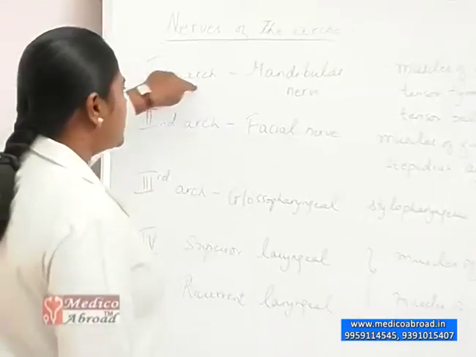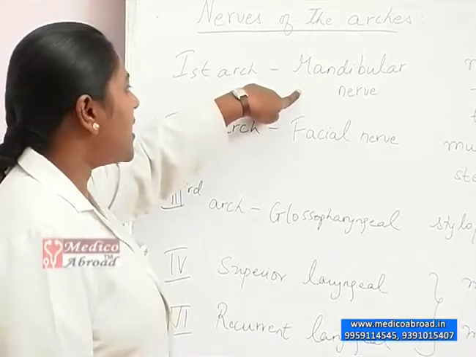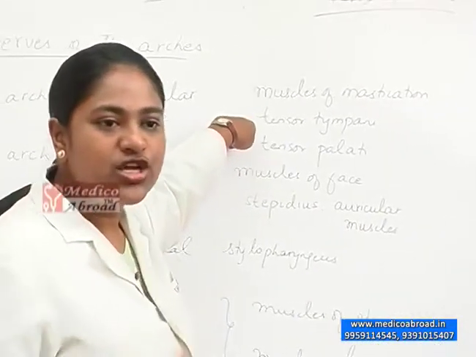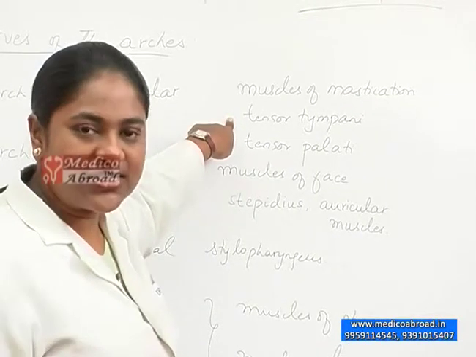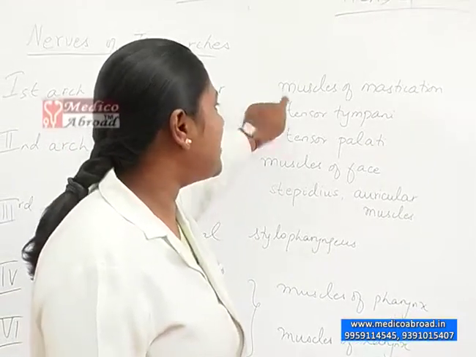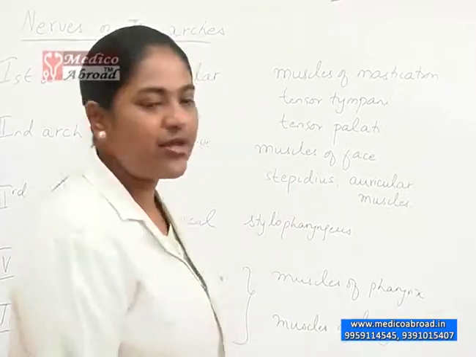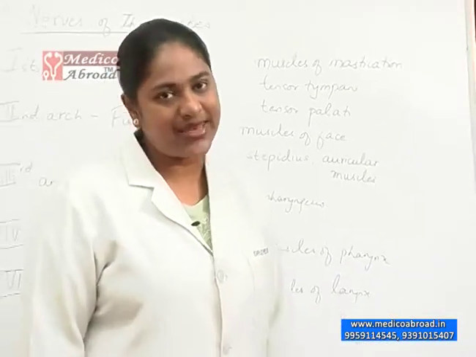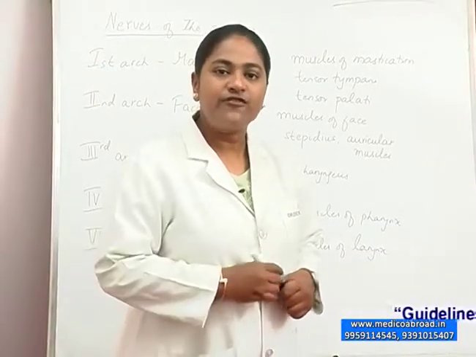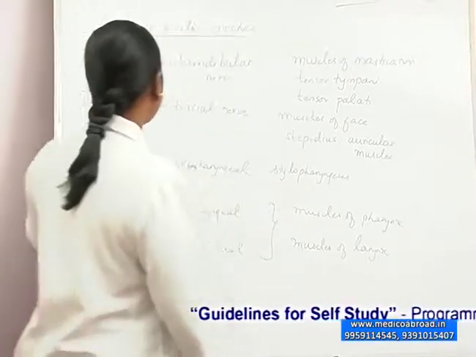The nerve of the first arch is the mandibular nerve. This supplies the muscles of mastication, that is chewing: masseter, temporalis, and the pterygoids. Then tensor tympani, which is in the ear, and tensor palati. Okay, these muscles are supplied by your first arch nerve, which is the mandibular nerve.